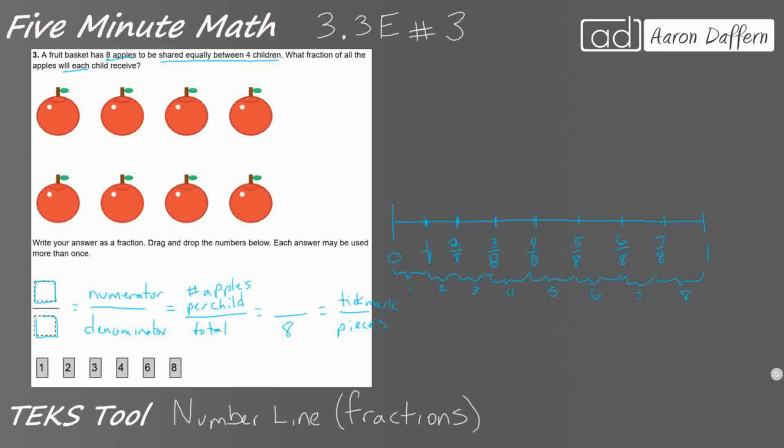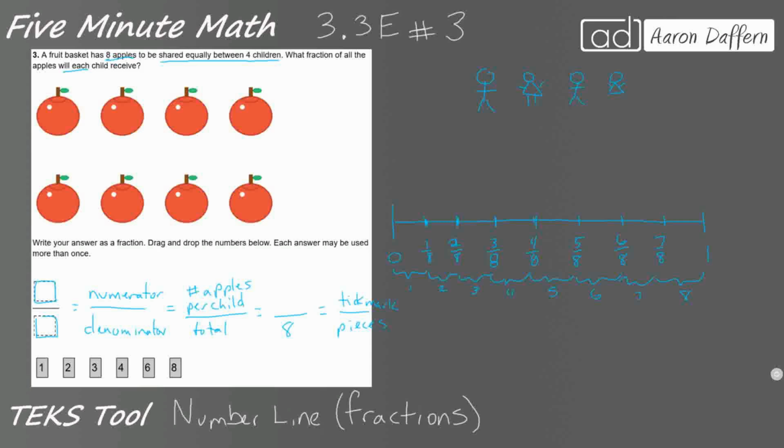All right, so I've got my number line. I've got 8 pieces. I've got everything labeled. Now we're ready to see. How many kids do we have? We have 4 kids. So I need to break this up into 4 groups. Let's pretend we've got 2 boys and 2 girls.